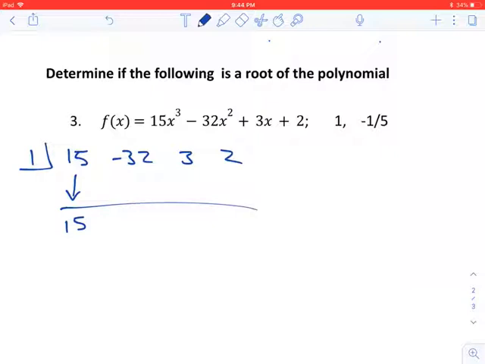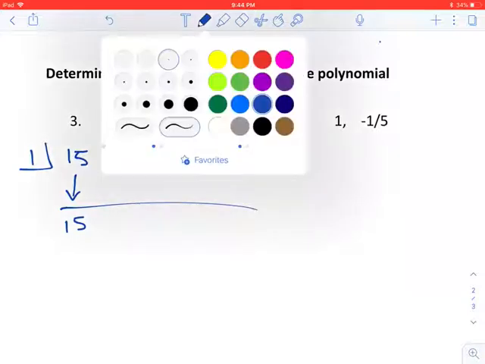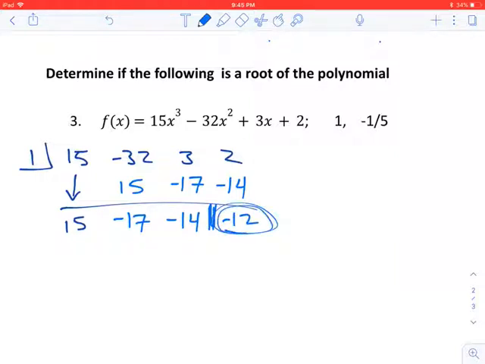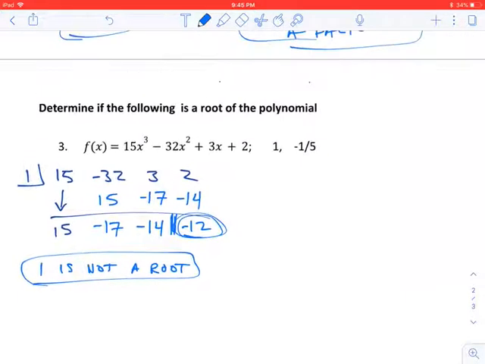It's easier. I am always looking to get through things quickly with less work. So take that 15 down, and now we're ready to go. 15 times 1 is 15. Add, that's negative 17. Negative 17 times 1 is negative 17. That's negative 14. Negative 14 times 1 is negative 14. That gives us negative 12. So the fact that this is not 0 means that 1 is not a root. So we move on to the next one.